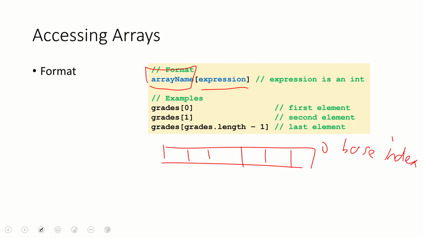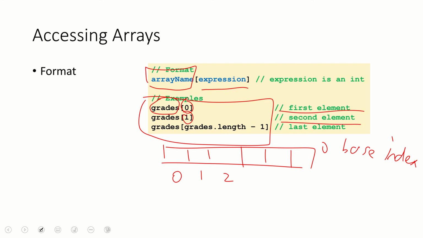So zero-based index will help us get the element we want. As we said, if the index is 0, that's the first element, 1 is the second, 2 is the third, right? So in this one, for the grade array which we already declared, if it's 0, we will return the first element. If it's 1, return the second.